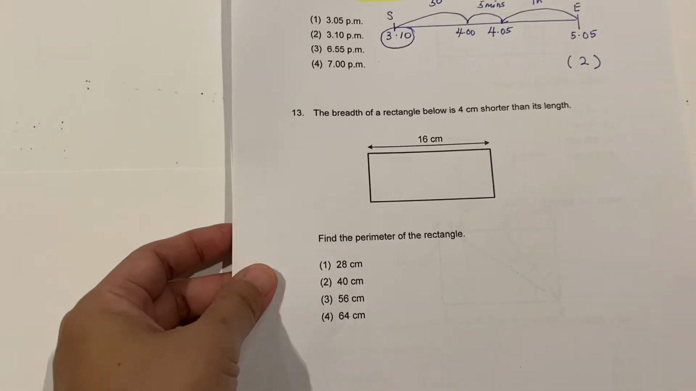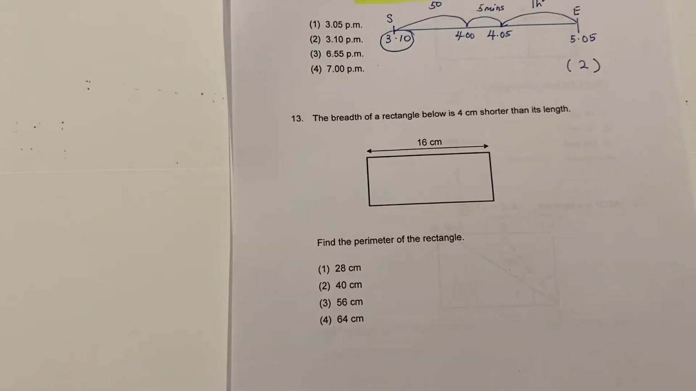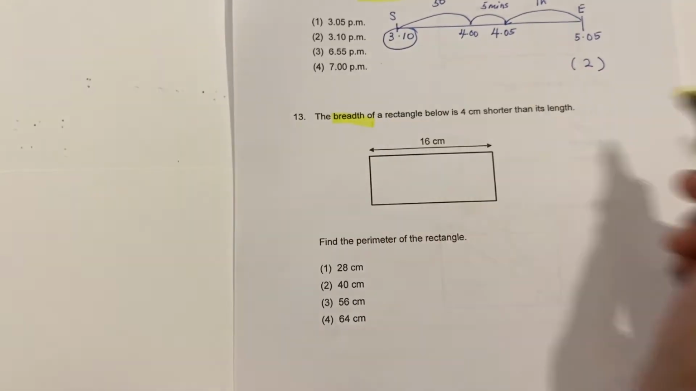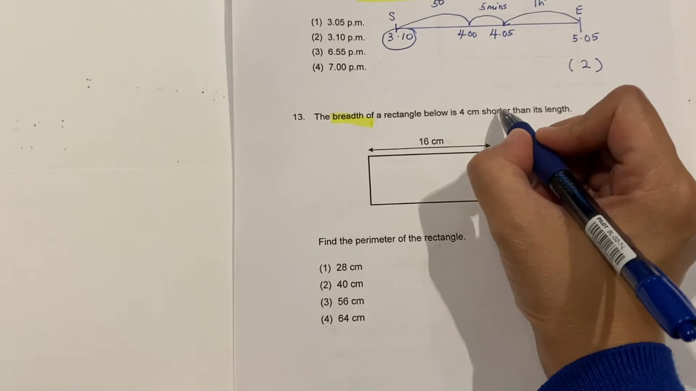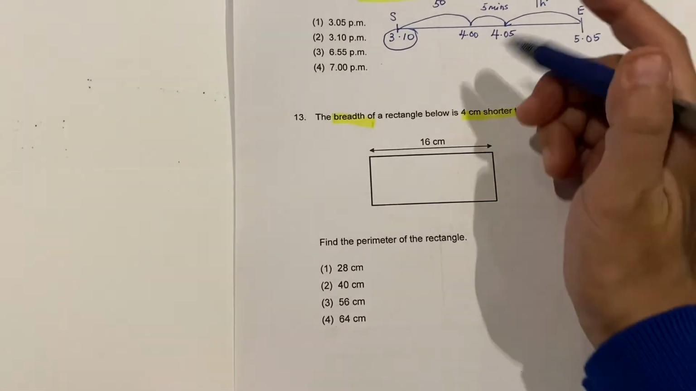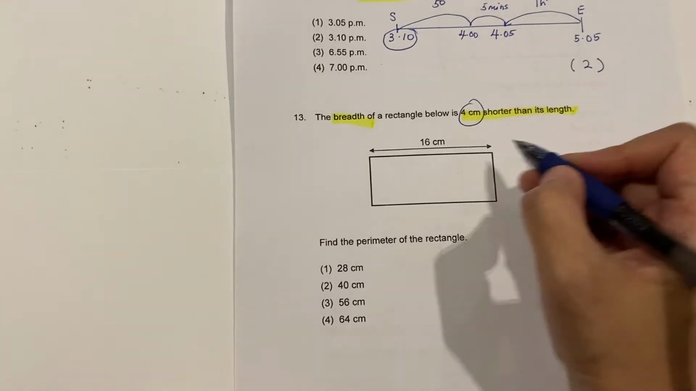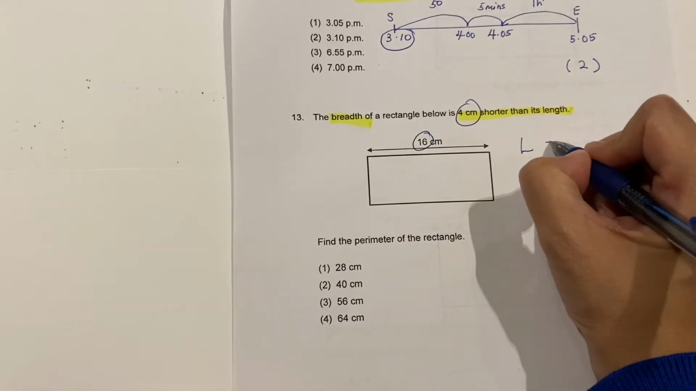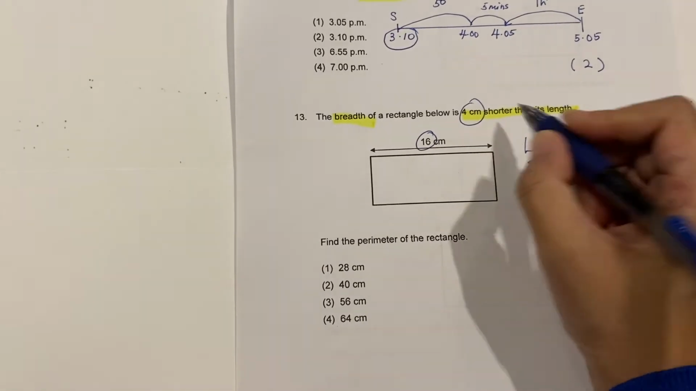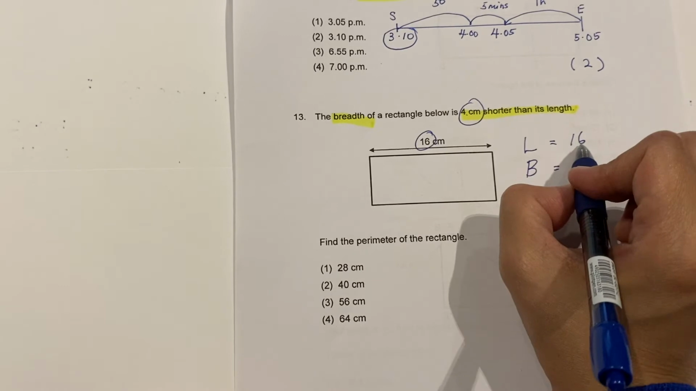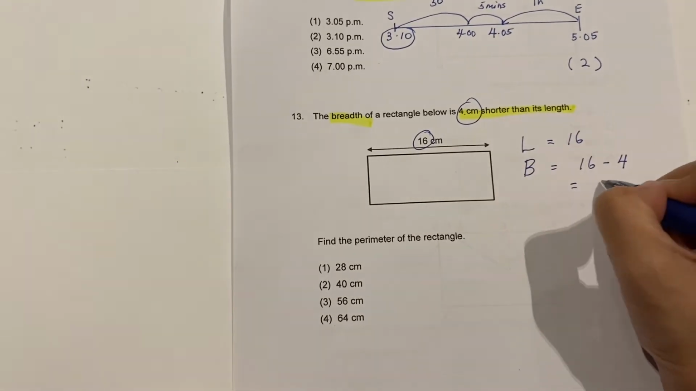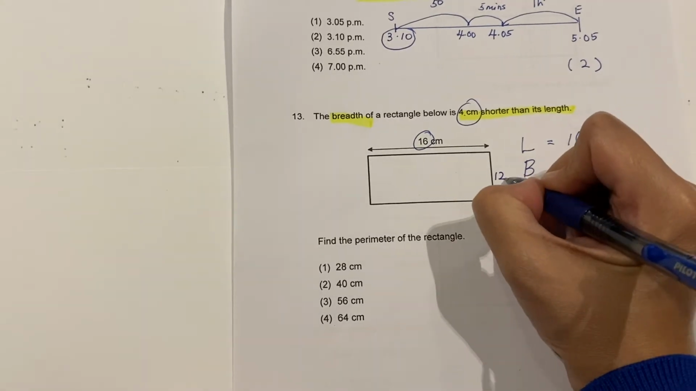Alright, let's do the next question. Question 13. The breadth of a rectangle below is 4 cm shorter than the length. This is a very important key point. As you can see, the length given here is 16. Now the breadth is 4 cm shorter than the length. So if the length is 16, the breadth will be 4 cm shorter, and that's 12. So I know the breadth is 12.